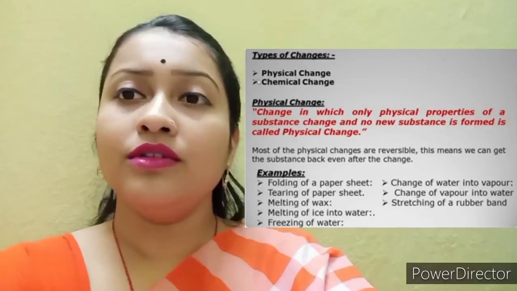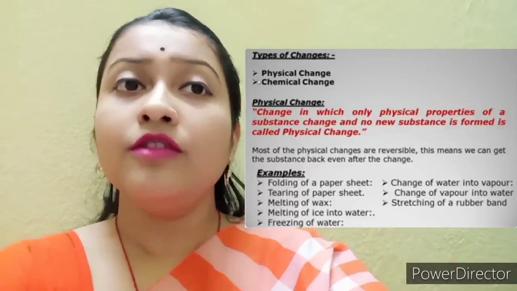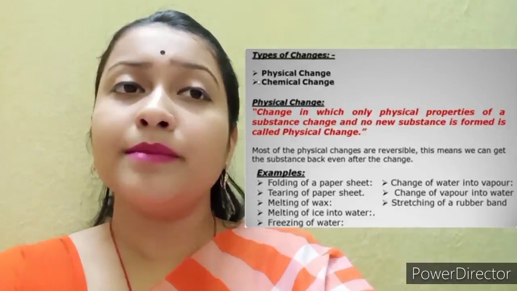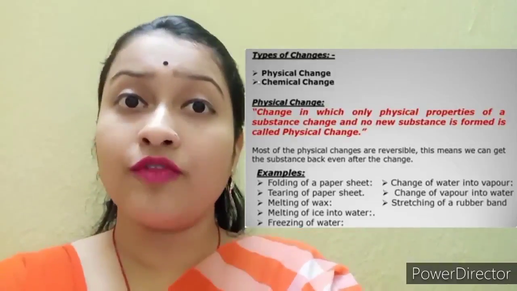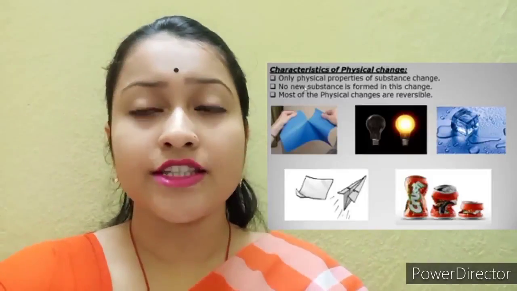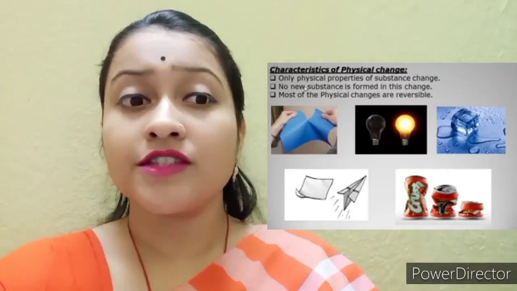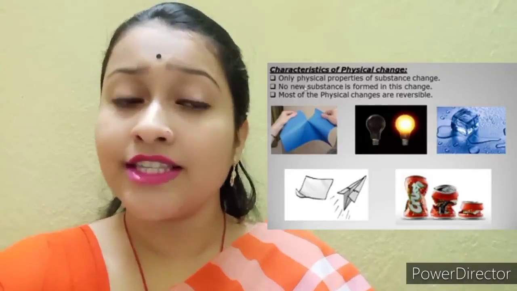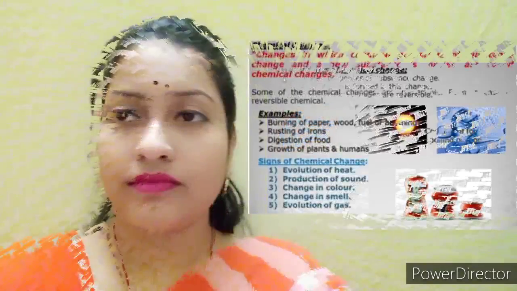Now we will explain the examples. Number one, folding of a paper sheet. Number two, melting of wax. Number three, melting of ice into water. Number four, stretching of a rubber band. Now I will tell you about the characteristics of physical changes. Number one, only physical properties of the substance change. Number two, no new substance is formed in this change. Number three, most of the physical changes are reversible.